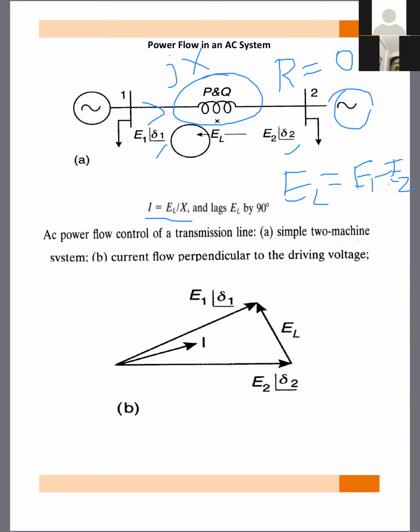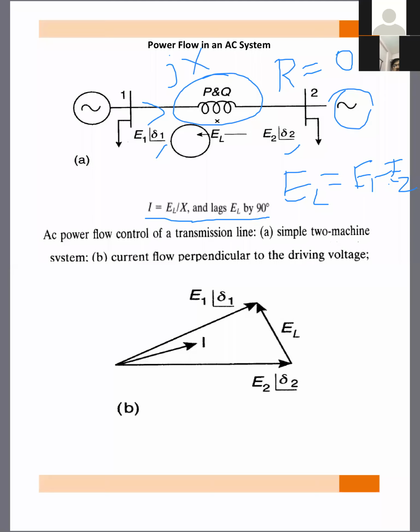If you observe the voltages and currents in an inductor, here the transmission line, the voltage and current differ by 90 degrees. Generally the current lags the voltage by 90 degrees in the case of a pure inductor. So if you consider the transmission system as an inductance, then the current, which is the voltage difference divided by X, lags the voltage by 90 degrees. This we know.